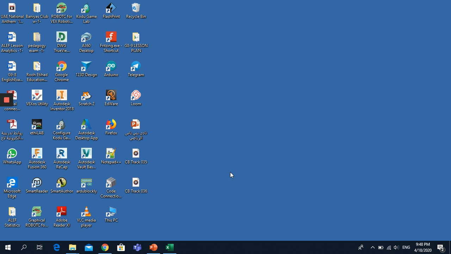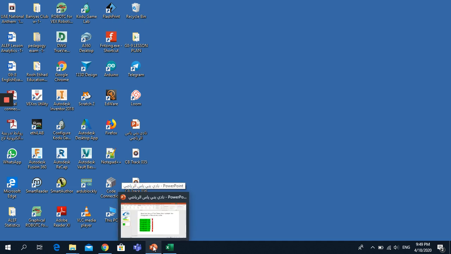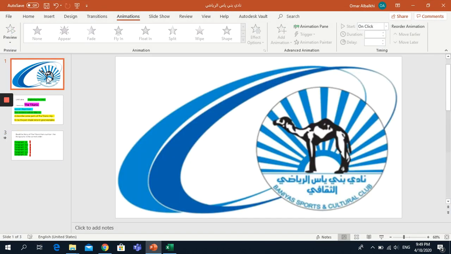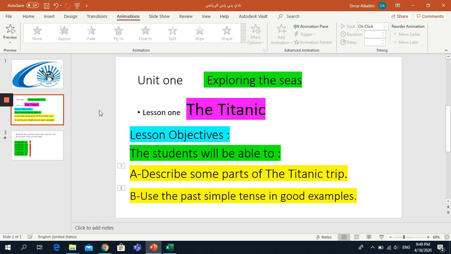Our lesson today, we will start with the materials of the third trimester. Our lesson today will be about the new unit, which is about exploring the seas. And the first lesson will be about the Titanic.